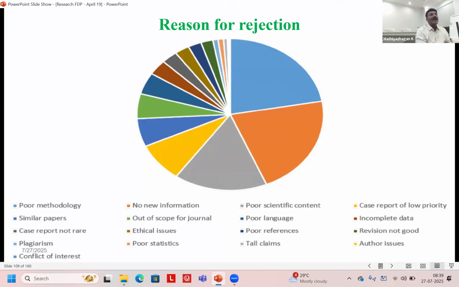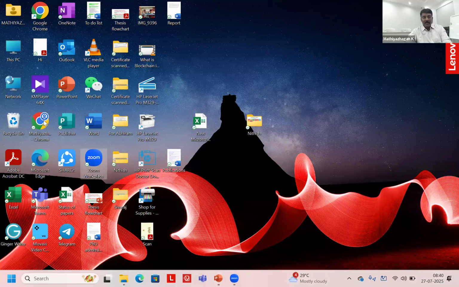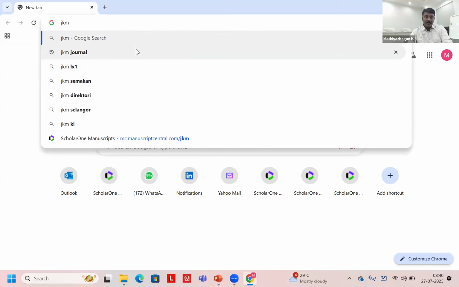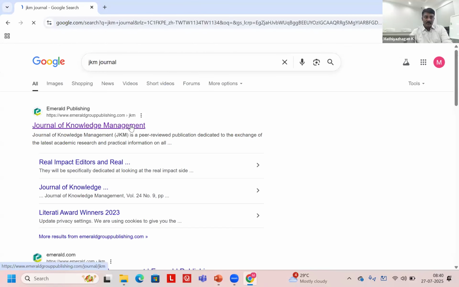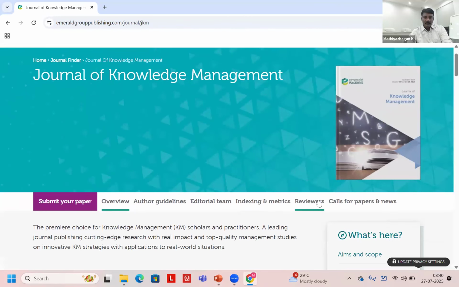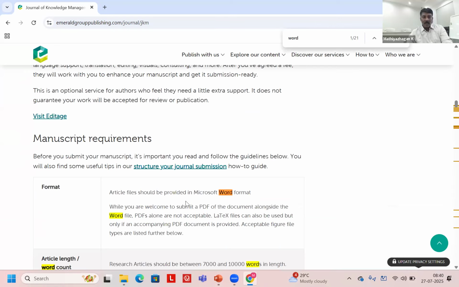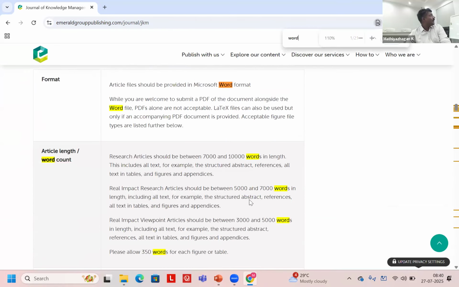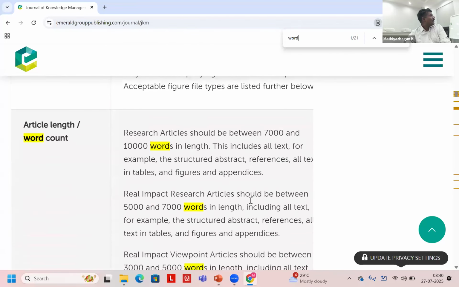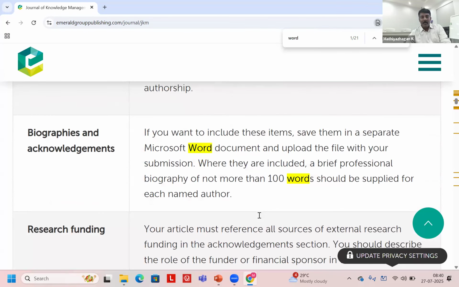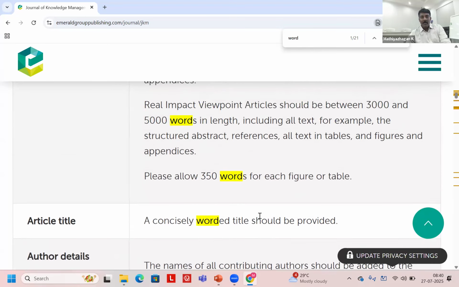No new information. Do you know why many journals keep the 8,000 to 10,000 words limit? If you check the author guidelines, you will find out. Let me show you here. See here. Can you see here? Yes. I see it.